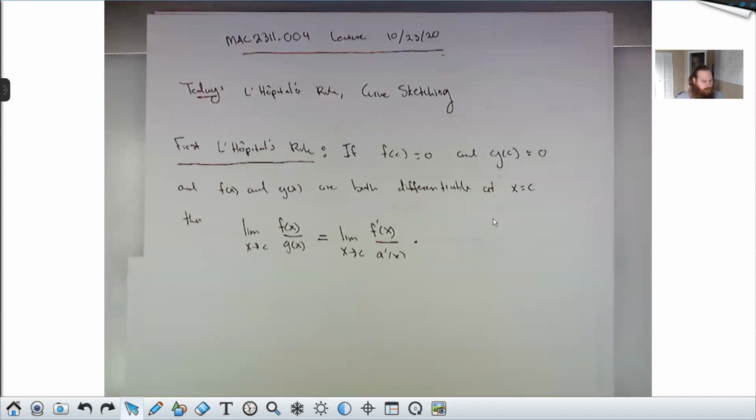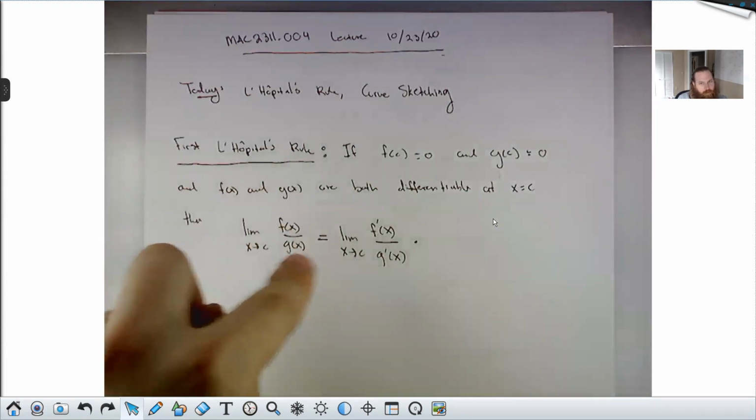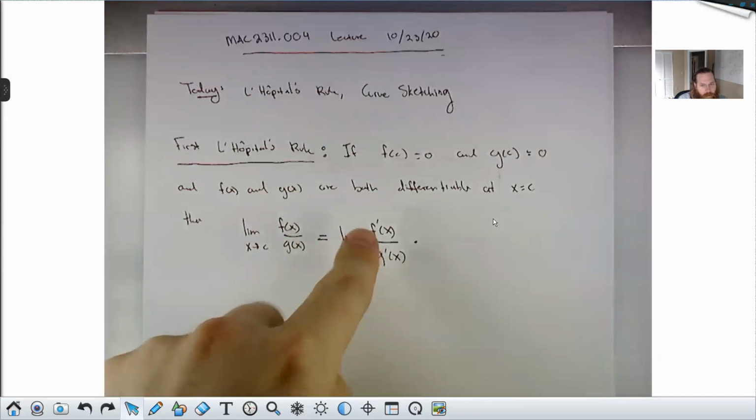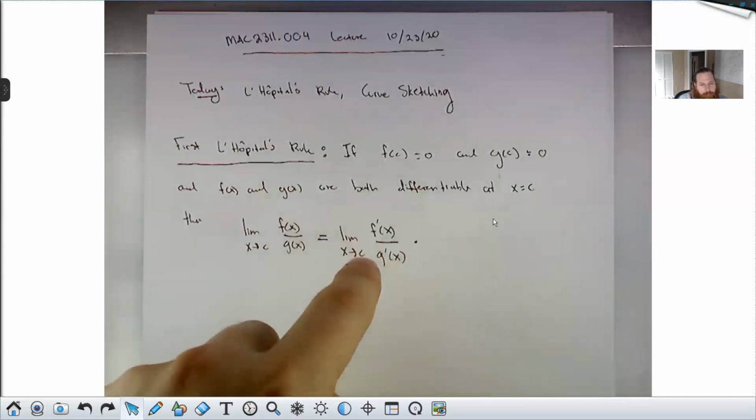And L'Hopital's rule simply says this. I'll walk you through it carefully. You can write this down as we go. It says, if f of c is 0 and g of c is 0, and both of the functions f of x and g of x are differentiable at x equals c, then when you go to take this limit, if you just try plugging in, you're going to get 0 over 0. And what L'Hopital's rule says is, okay, 0 over 0, that's not helpful. That's an indeterminate form. Instead of going through that long process of trying to factor something out and cancel it, you can differentiate the top, differentiate the bottom, and try again.